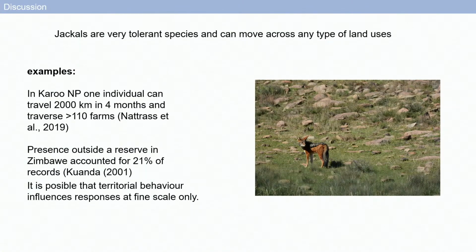We confirmed that jackals are a very tolerant species. They can move across different land uses. In some studies, they found that they can move around 110 farms. The animals that have been radio tracked can occupy more than 21% of the points outside the reserve. So our results also confirm that they can move basically freely across the reserve. It is also possible that the territorial behavior of this species influenced the fact that the fine scale variable was the only one that came up as the best explanation.